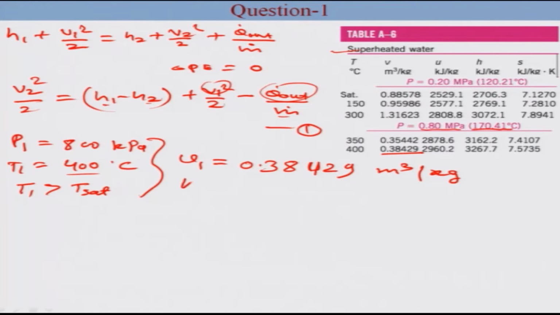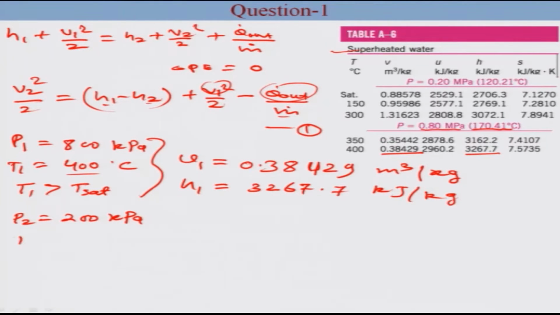Similarly, the inlet enthalpy is 3267.7 kilojoule per kg at 400 degree centigrade and 800 kilopascal, which is this value. At the exit it is also given that P2 is 200 kilopascal and T2 is 300 degree centigrade.